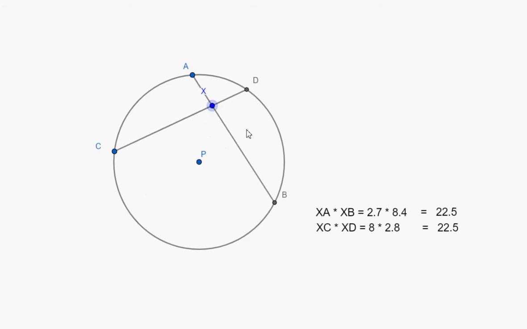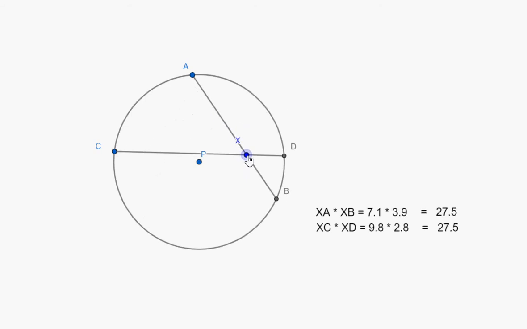Here is the two-chord version, the chord-chord intersection version, and what that says is that the product of AX and XB is equal to the product of XC and XD. So we have those products down here, and you can see that in fact those two products are equal.